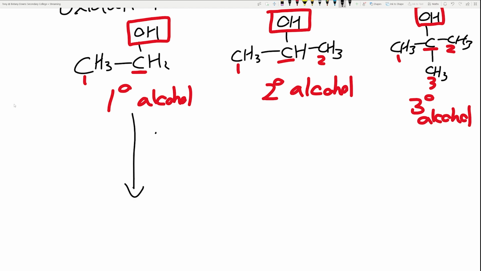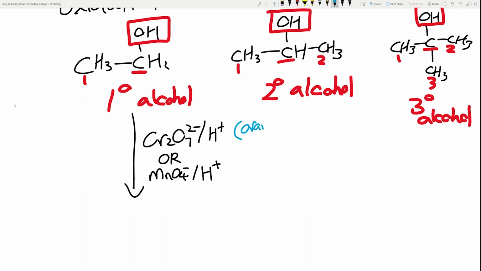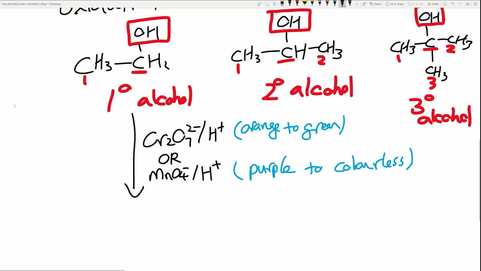If you use Cr2O7 2- / H+, or if you use MnO4- / H+, these are the common oxidants that you did in redox. The dichromate will give you a color change from orange to green, and the MnO4- will give you purple to colorless. Hopefully you've written this down so many times that you're familiar with the colors. That's orange to green, and the other one's purple to colorless. And this is the primary alcohol, and that will simply turn into the carboxylic acid.